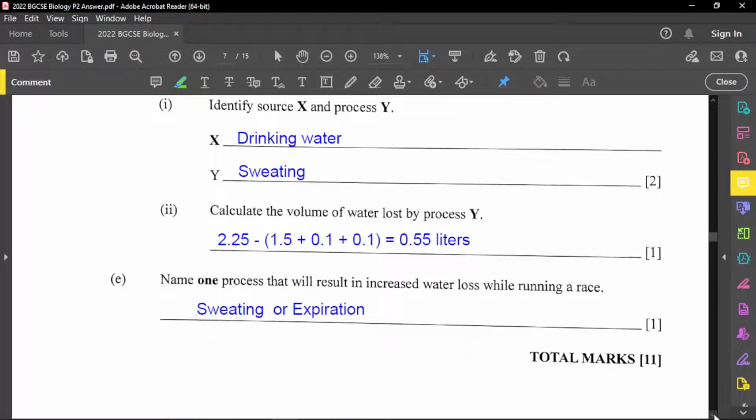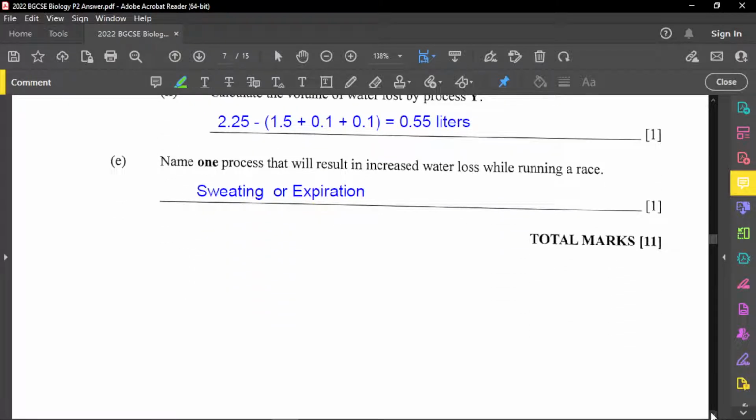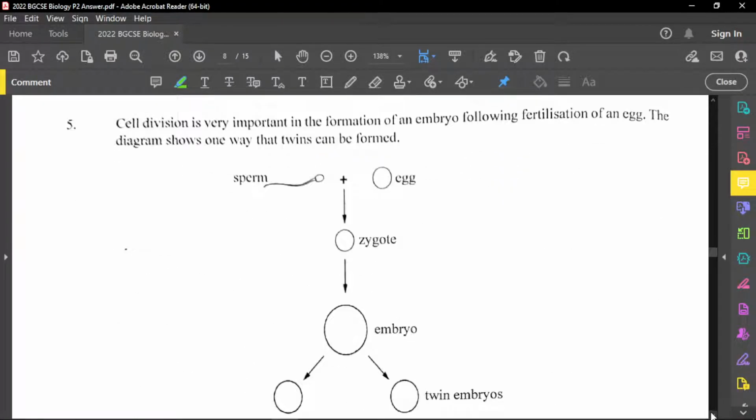For the next part of this question, it said name one process that will result in increased water loss while running a race. If you're running a race, there are 2 possibilities right here. One is sweating or expiration, because when you're running a race, you tend to breathe more or breathe faster, a higher rate of breathing, because you want more oxygen in, and so you have to let out more carbon dioxide as well. And so while you're doing that, you're releasing water. But sweating will be the most, and expiration will give you some amount. But any of them do increase water loss. So increased sweating and increased expiration rate. All right. Question number 5.